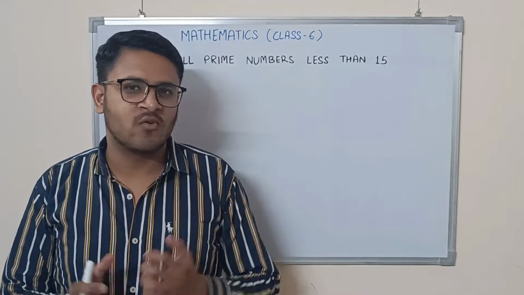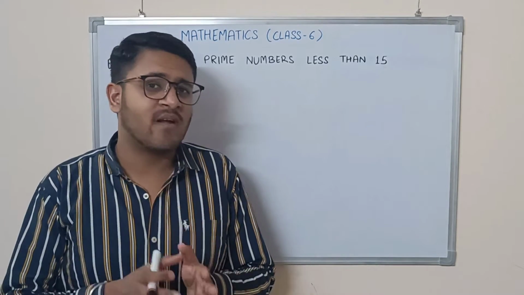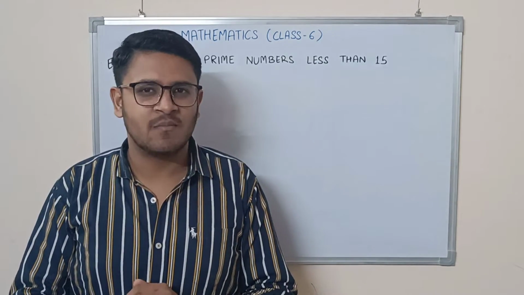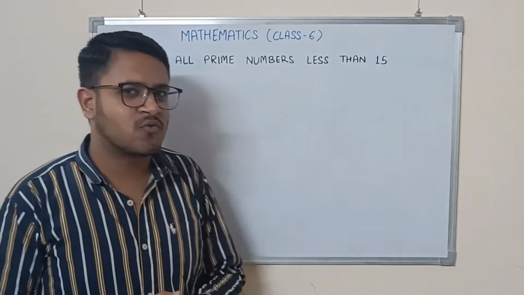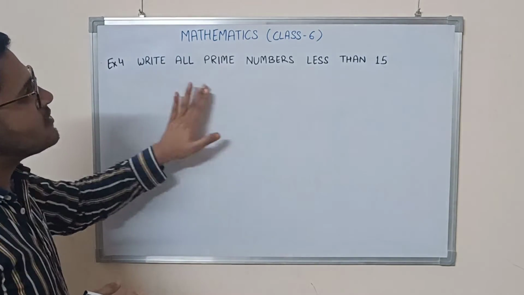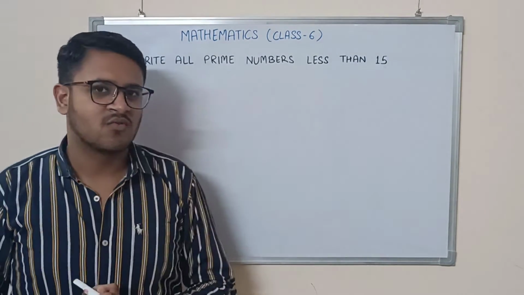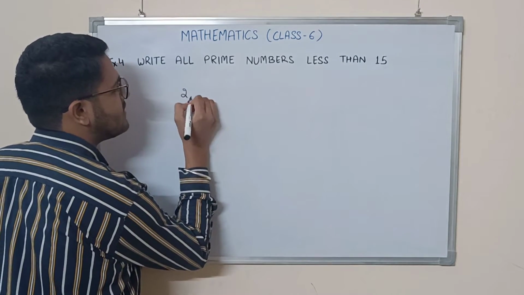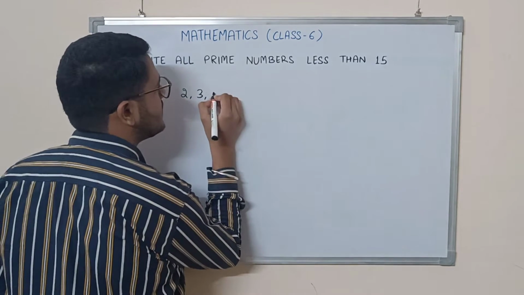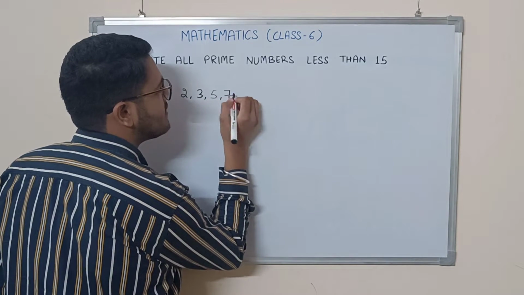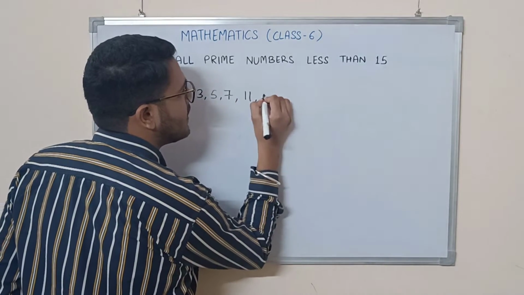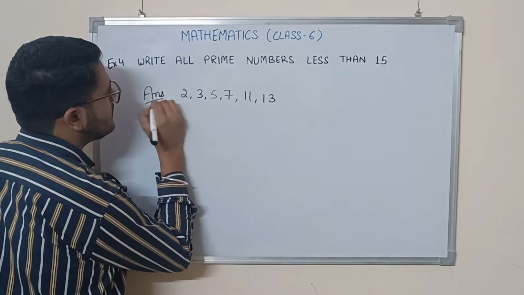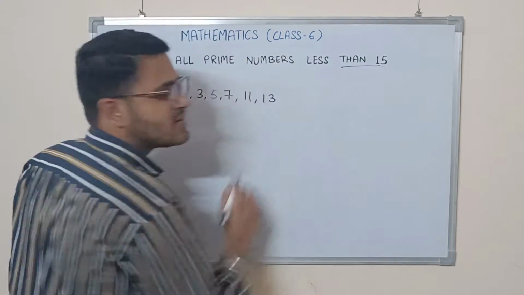In the previous video, we talked about the sieve of Eratosthenes to find all the prime numbers between 1 and 100, a very easy and convenient method, right? So let's use that to solve our next example. Write all the prime numbers less than 15. From the sieve of Eratosthenes, we can directly say that 2, 3, 5, 7, 11 and 13 are the prime numbers less than 15, right?